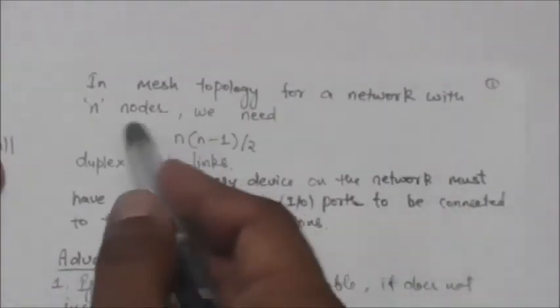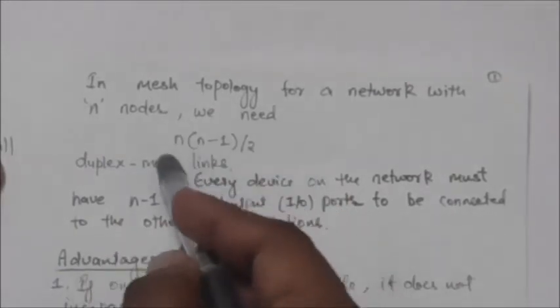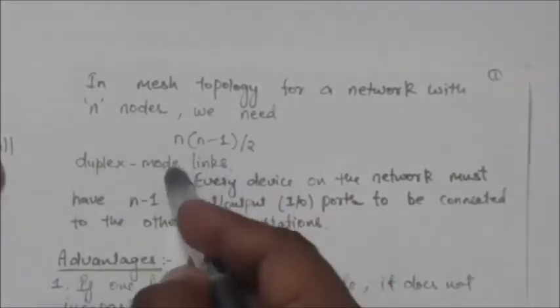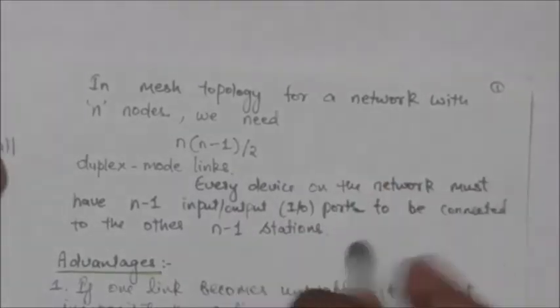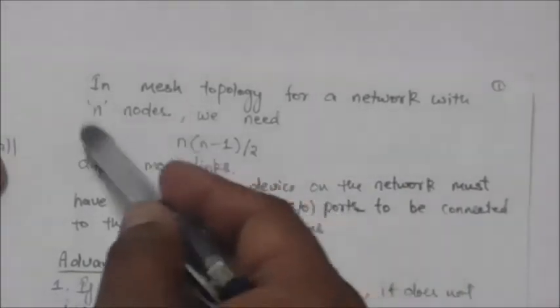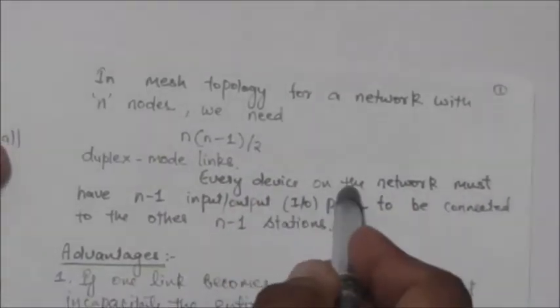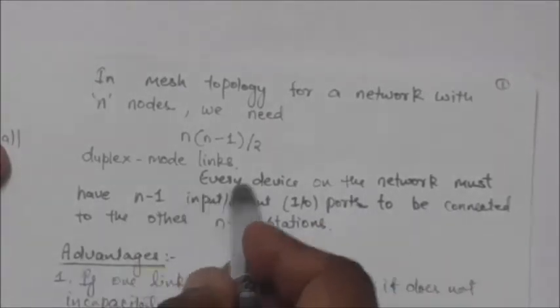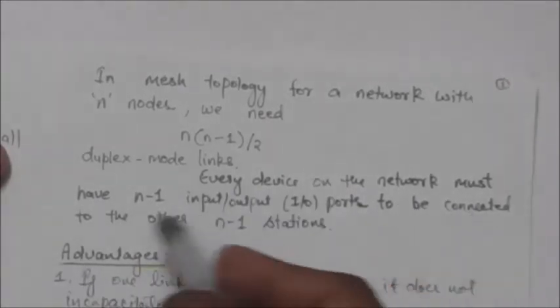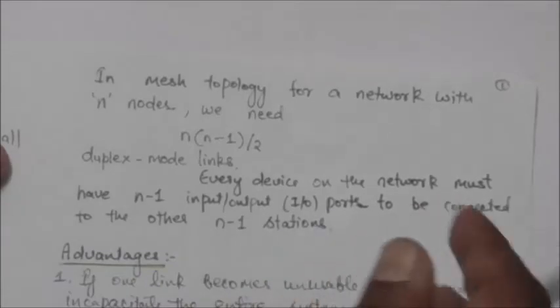For a network with n nodes, we need n into n minus 1 by 2 duplex mode links. And in mesh topology, for a network with n nodes, every device on the network must have n minus 1 input output ports to be connected to the other n minus 1 stations.